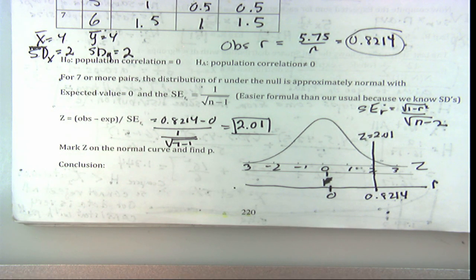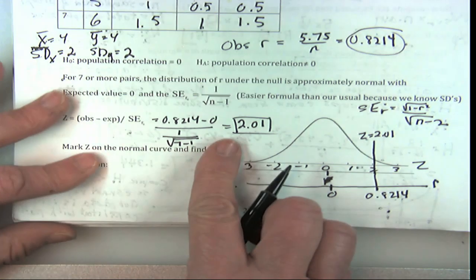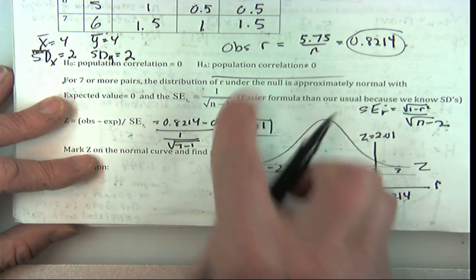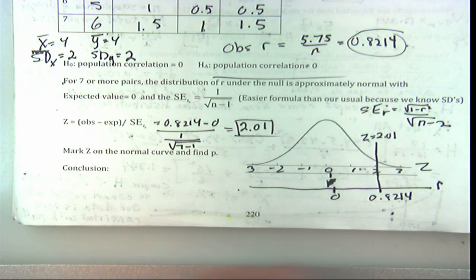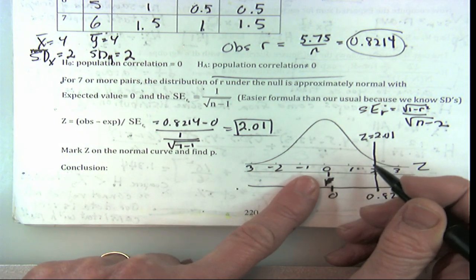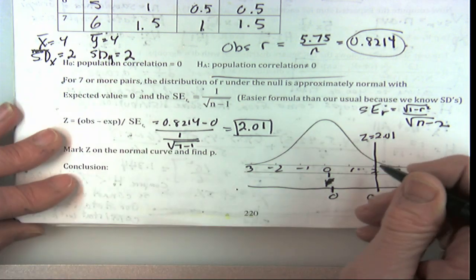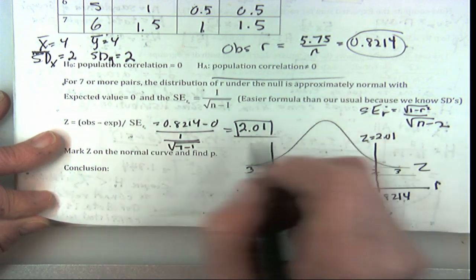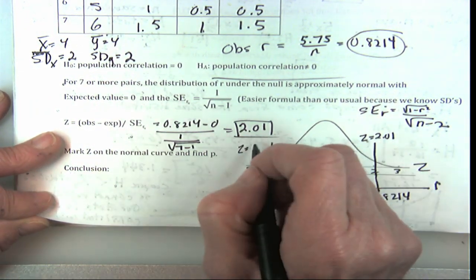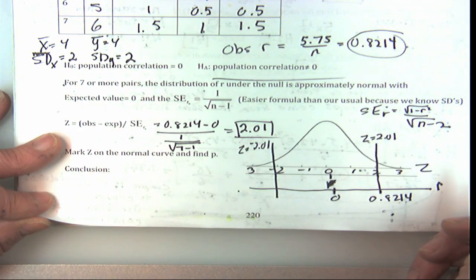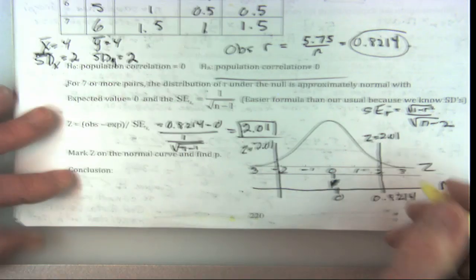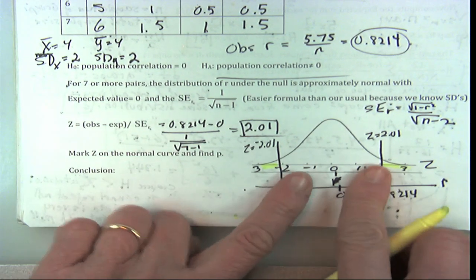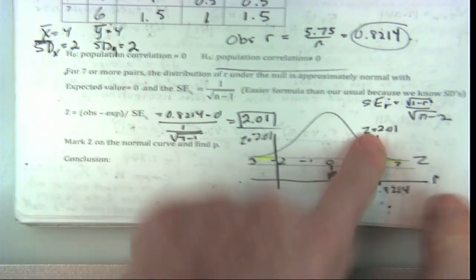So let's figure out the probability. Now our alternative is two-sided. That means we didn't specify ahead of time whether it was going to be positive or negative, so we should do a two-sided test. We should look at the area between z equals 2.01 and z equals negative 2.01, and this will be our p-value: how likely it is to get that far away. So we can look that up.